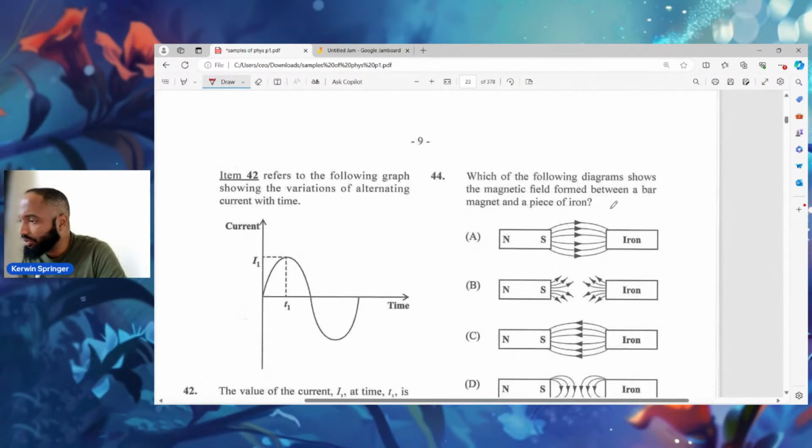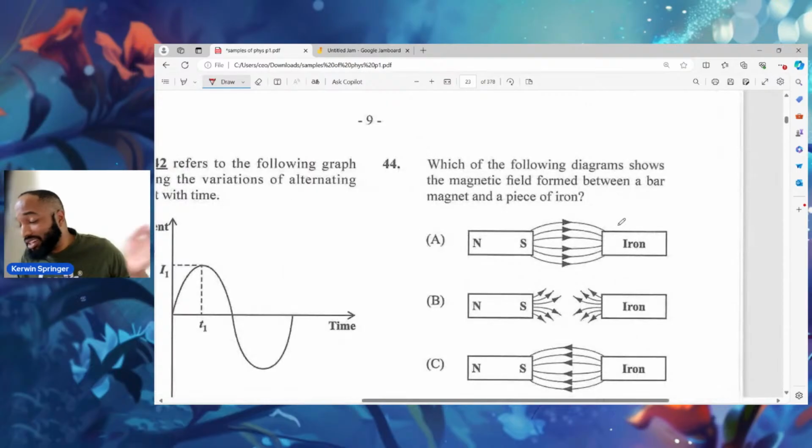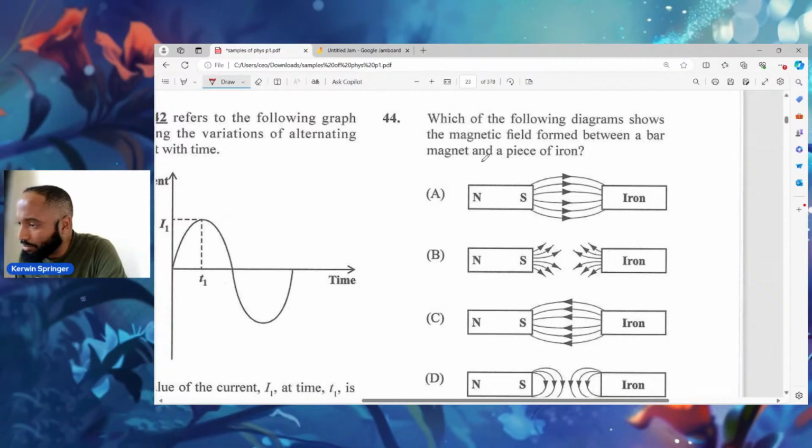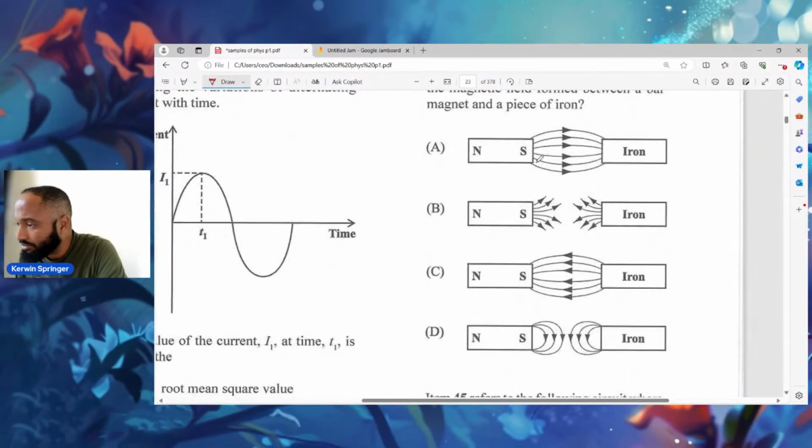Question 44. Which of the following diagrams show the magnetic field formed between a bar magnet and a piece of iron? By the way, none of the other options was feasible. It leaves the north, enters the south, so C is the best answer.